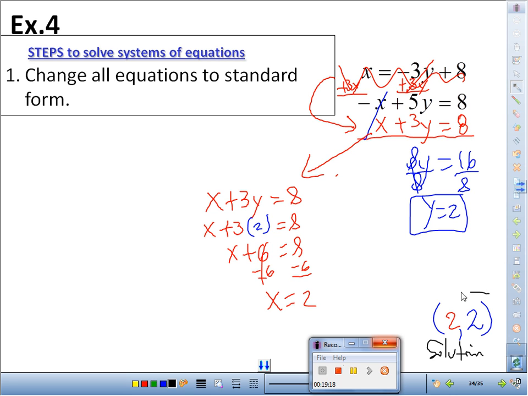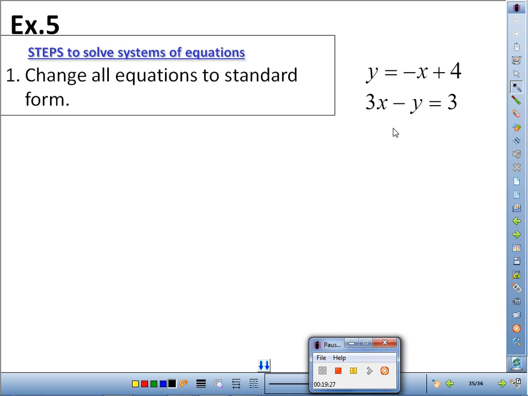Okay? So, any questions? Are we good? Are we good so far? Okay, copy this next one down. Example number 5. Example 5: y equals negative x plus 4 and 3x minus y equals 3. Now, I'll do this one. I'll get it started together with you, and we'll do it together. Here it goes.